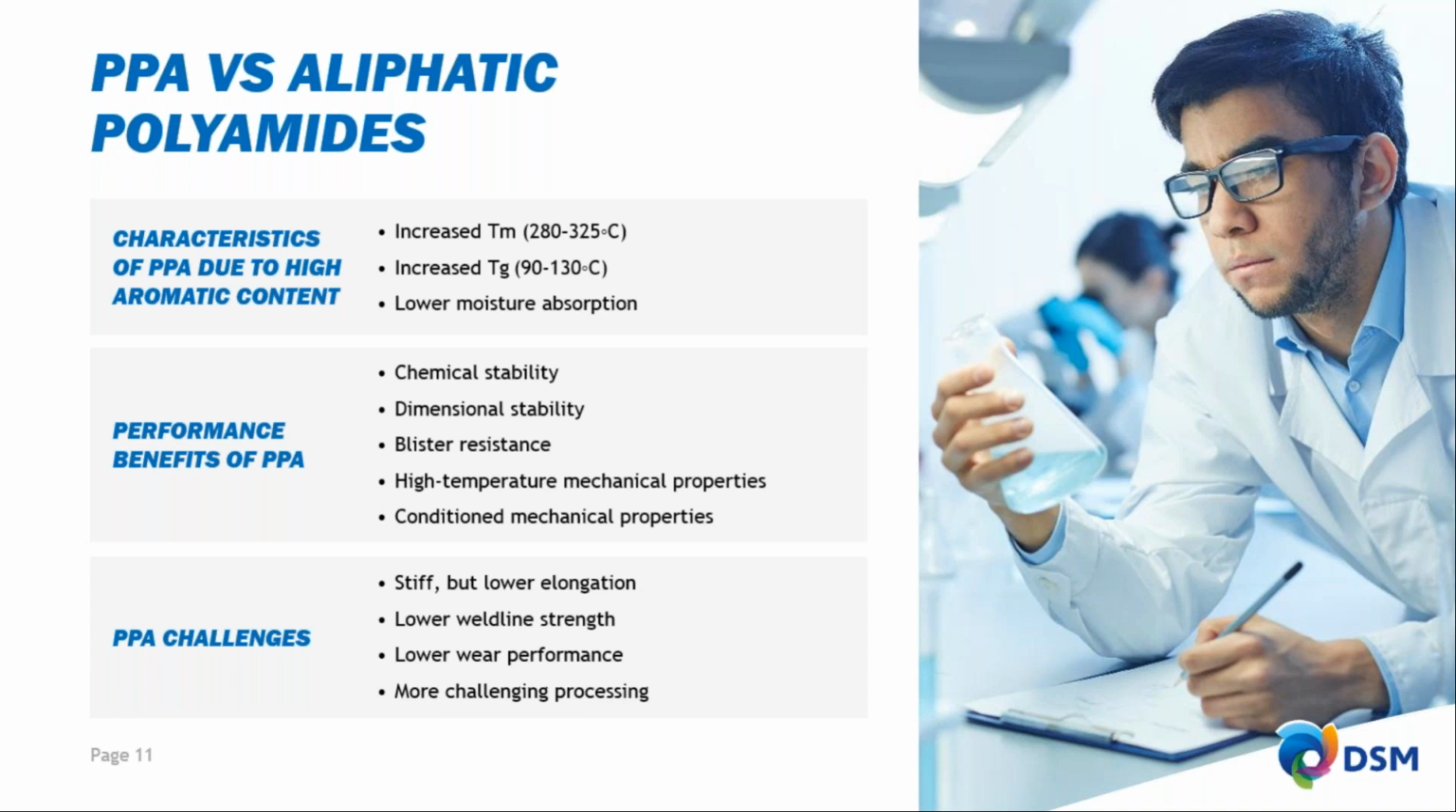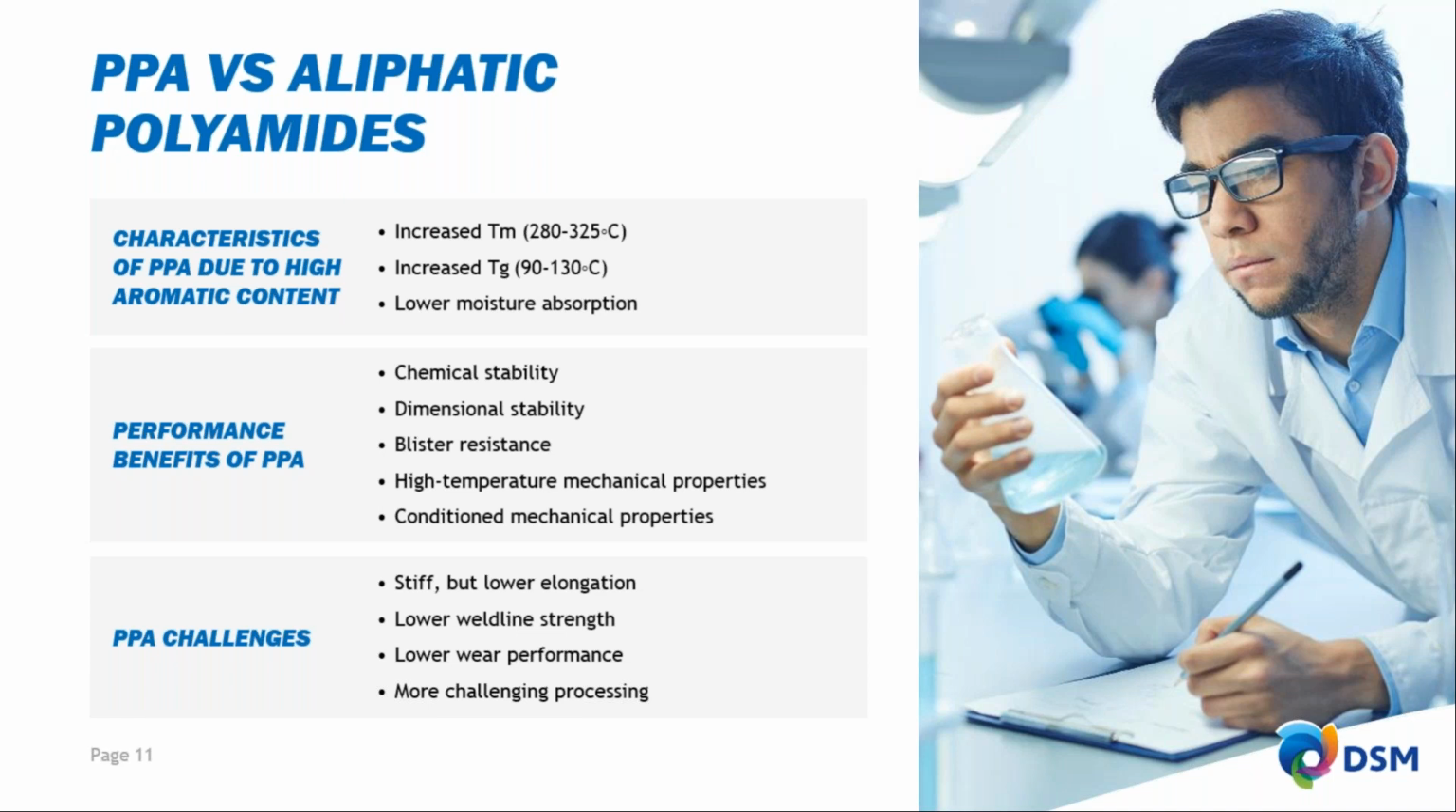In a segment that DSM is very ingrained in, the electronics industry, they do a lot of reflow soldering, so low moisture absorption for PPAs, the ability to reduce the blistering due to moisture in the material, is important, due to that reflow soldering, because they do a flash reflow at about 260 degrees C.